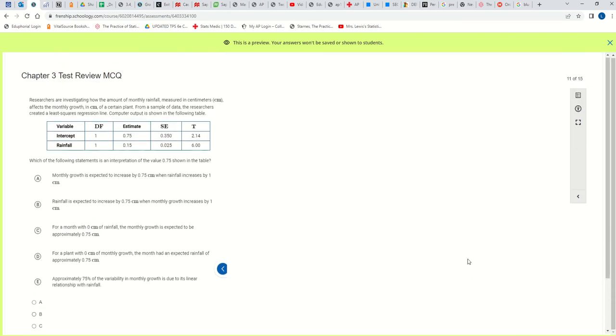Next, number 11. We're definitely going to get through this whole thing today, even if we have to finish it after lunch.